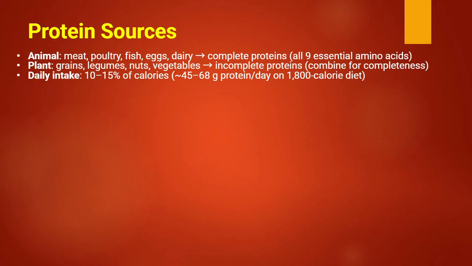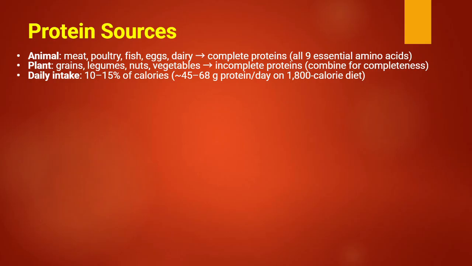Plant sources include grains, legumes, nuts, seeds, and most vegetables. These are usually considered incomplete proteins because they are missing 1 or more essential amino acids. However, when eaten in the right combinations, such as rice with beans or peanut butter with whole grain bread, they can provide all of the essential amino acids, making them complementary proteins.